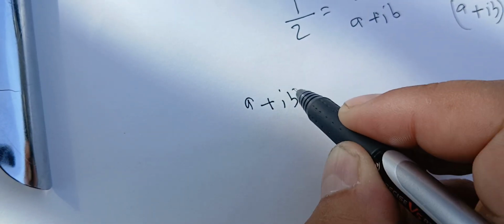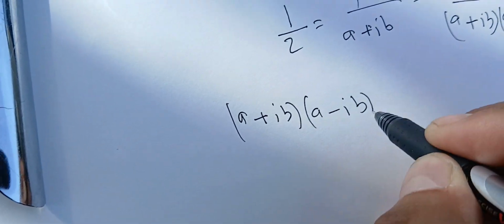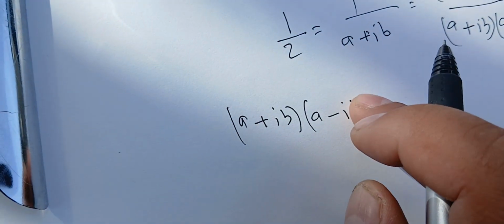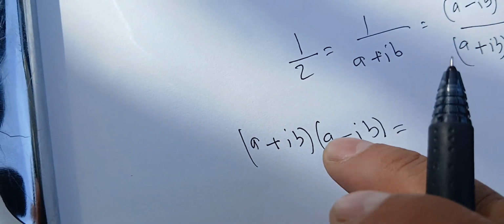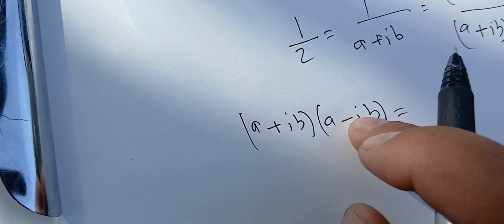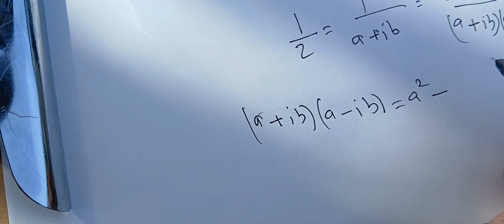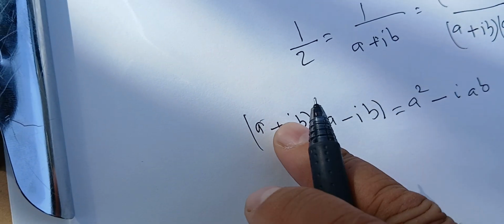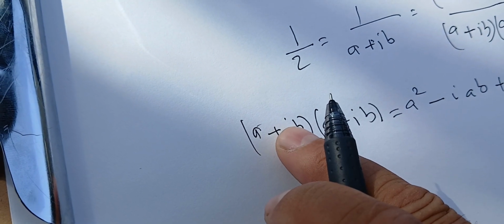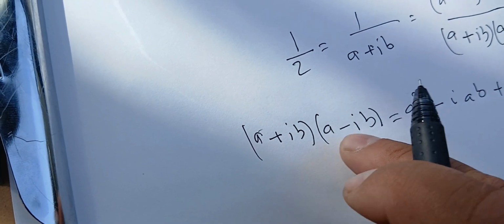So a plus ib times a minus ib: you distribute and you collect the real terms, without forgetting that i squared is -1. Here we have a times a, which is a squared. A times minus ib is minus iab. ib times a is iba. And the last part is i times minus i, which is minus i squared. Minus i squared is minus minus 1, which is 1, so we have b squared.